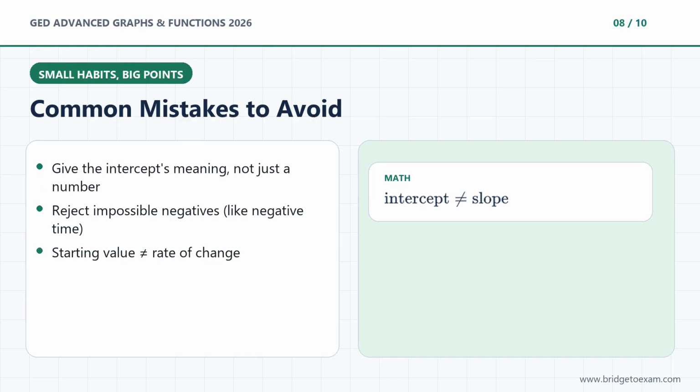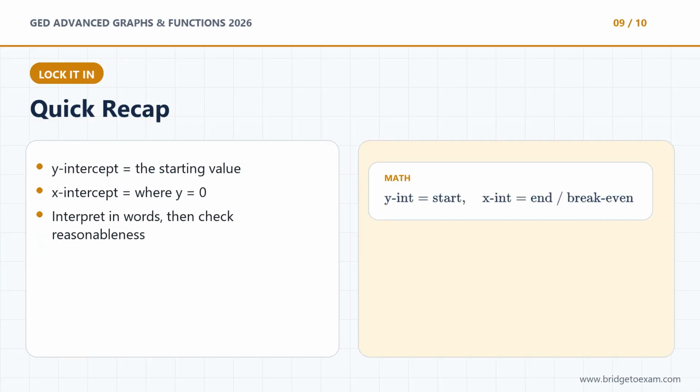3 traps. First, do not report an intercept as a bare number. Give its meaning in context. Second, do not accept a negative input when it is impossible, like negative time. Third, do not confuse the starting value, the intercept, with the rate, the slope. Read the situation carefully. Let's lock it in.